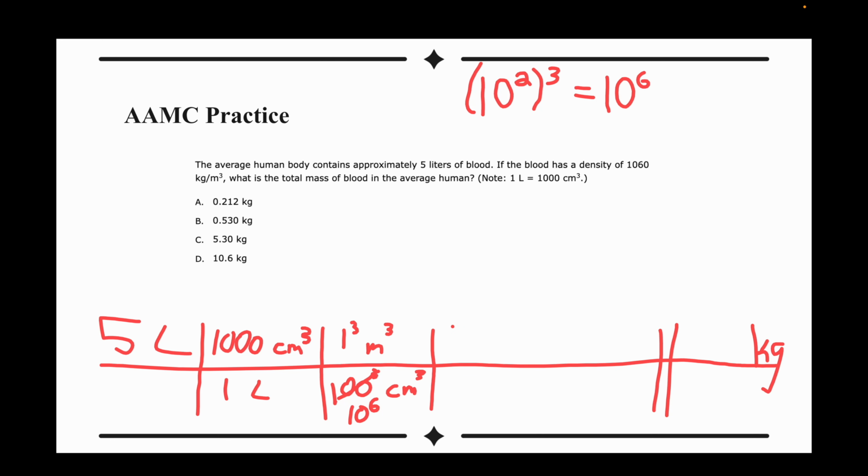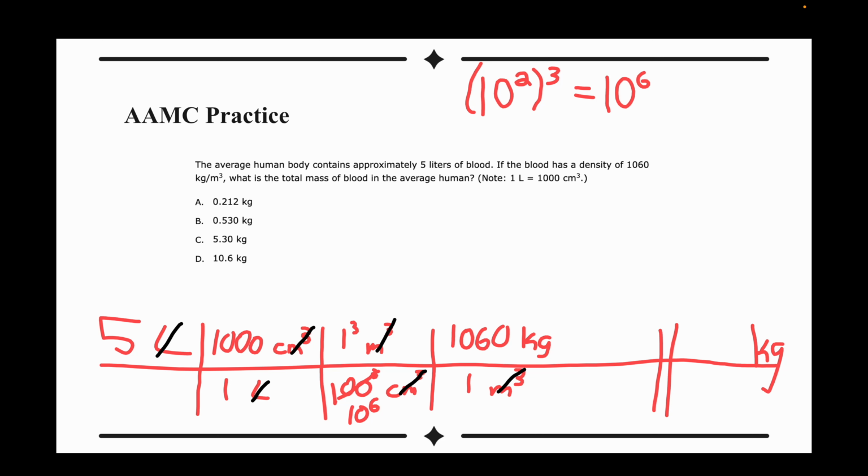Next up, we have our density. So we're going to convert meters cubed into kilograms. We write 1,060 kilograms and 1 meter cubed. Now let's check that we set up everything correctly by canceling out our units. The liters will cancel out. The centimeters cubed will cancel out, and the meters cubed will cancel out too. We're left with our final unit of kilograms.